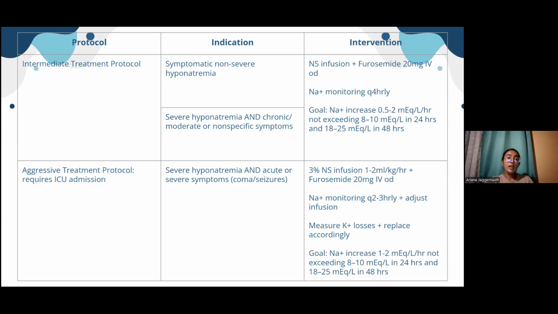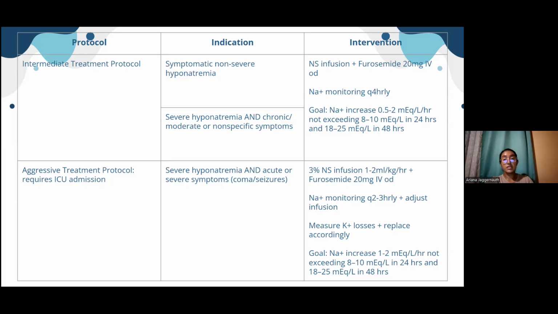The aggressive treatment protocol, like I said before, requires ICU admission. This is indicated in cases of severe hyponatremia and acute or severe symptoms, so if patients are comatose or even if they have seizures secondary to hyponatremia. In these cases, hypertonic saline, so 3% sodium chloride, is used at a rate of 1 to 2 mL per kg per hour, along with furosemide 20 milligrams IV OD, with more frequent sodium monitoring, so every 2 to 3 hours, and adjusting the infusion based on the sodium levels.